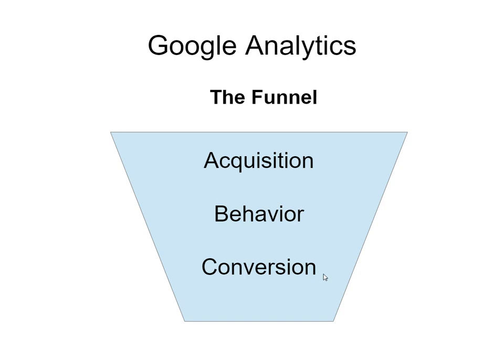Google Analytics presents information on reports following this funnel sequence. For example, it tracks how people find your website, the acquisition level. It tracks how visitors engage with your website, the behavior level. It tracks if the visitor makes some kind of transaction or purchase on your website, the conversion level.